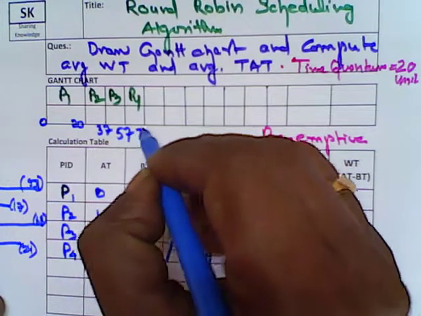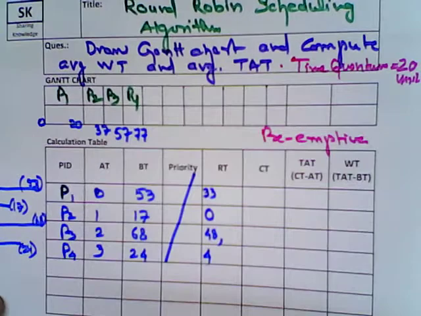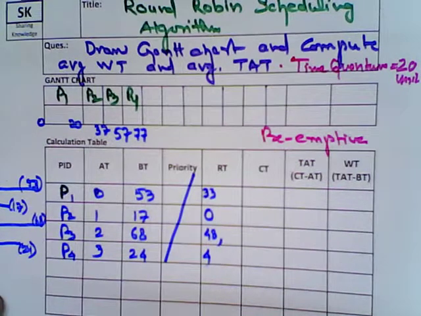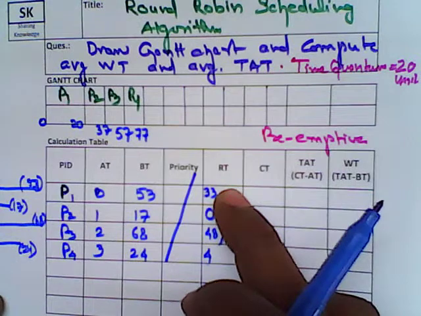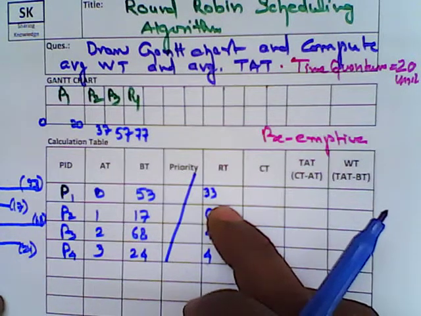Now after P4, when the next process comes, you will see that this process becomes 0. That means this process is over.